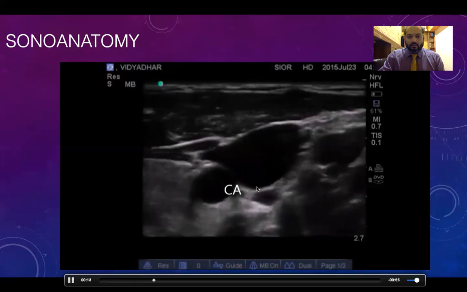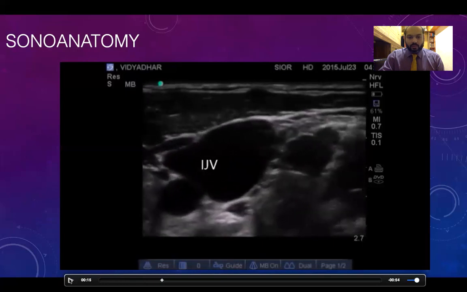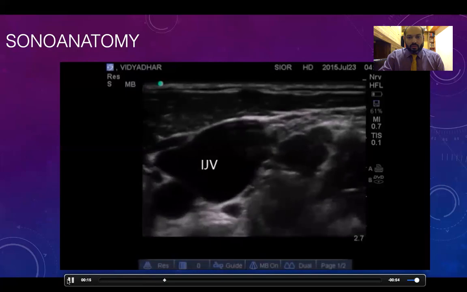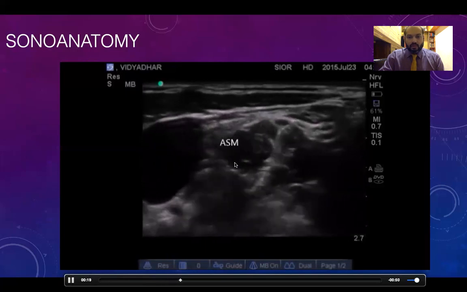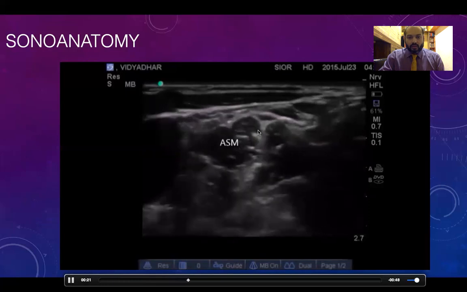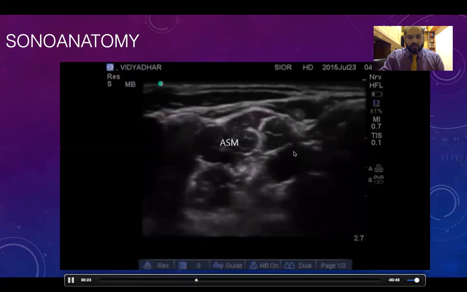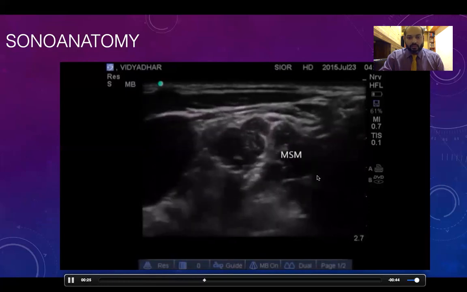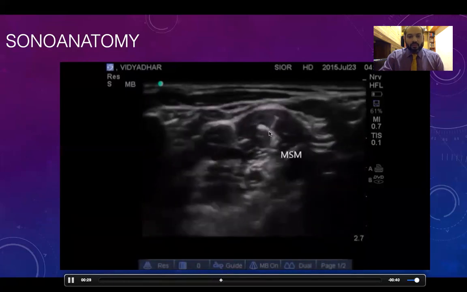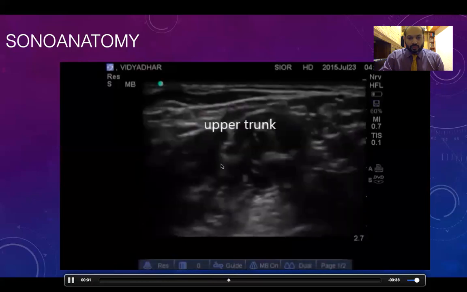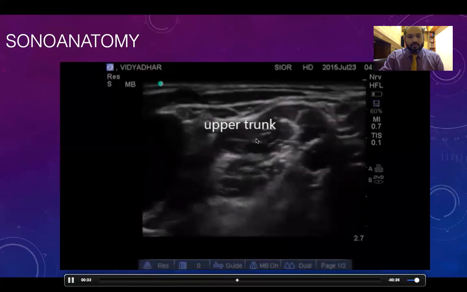Lateral to that, one can see an irregular anechoic structure which is compressible, that is the internal jugular vein. You can see the tapering end of the sternocleidomastoid. And just beneath the tapering end of the sternocleidomastoid, you can see the anterior scalene muscle. Posterolateral to the anterior scalene muscle is the middle scalene muscle. In between the middle scalene and anterior scalene, now you can see the nerve trunks appearing. So this is the upper trunk.